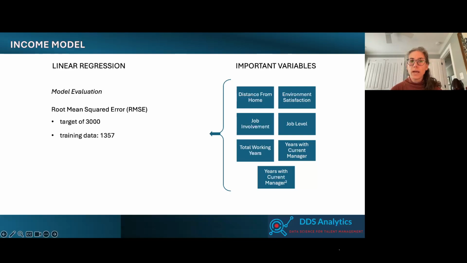So when I used the training data to evaluate the model, it achieved an RMSE of 1357. And more importantly, when I then used an independent validation data set that the model had never seen before, the RMSE was very close, at just a little bit higher at 1382.